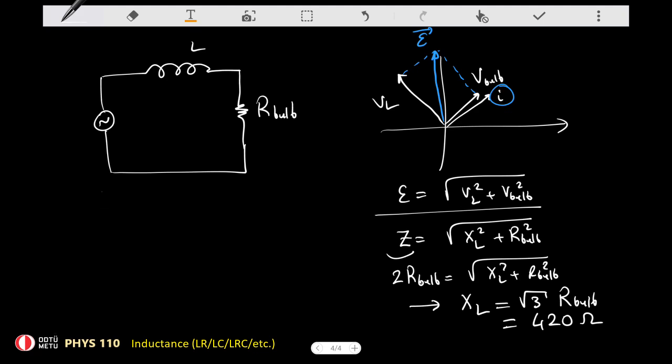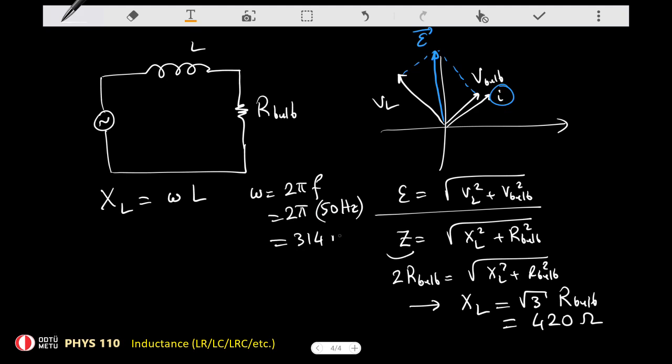So I know that the inductive reactance is equal to omega times L. And here omega is 2 pi times the frequency. And we know that the frequency in our circuits is 50 hertz. So that means this is 100 times pi. So therefore this is like 314 radians per second. But I'm using two significant figures, so I'm just going to write 310 radians per second for that.